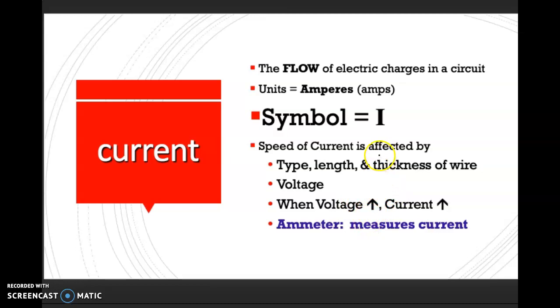As you learned in the last section of reading, the way that we measure current is with an ammeter. So any of you who've worked on a car, a lot of times you want to see if there is current flowing through some of your circuits, you might pull out an ammeter.